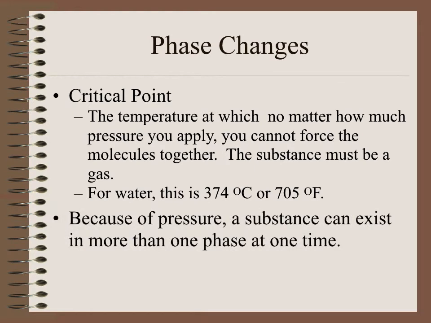And it's also because of pressure that a substance can exist in more than one phase at one time. So, if you have a glass of ice water, you actually have water in 3 phases at one time. Because you will have ice cubes, which are solid water, liquid water in the glass, as well as water vapor in the air, because all of our air has some moisture in it. So because of pressure, we have water existing in more than one phase at one time.